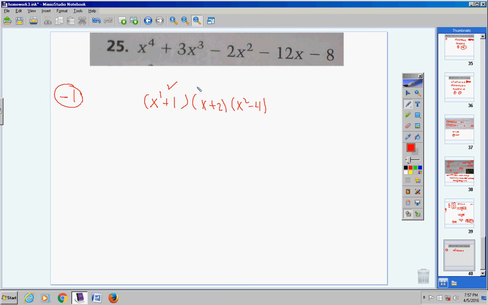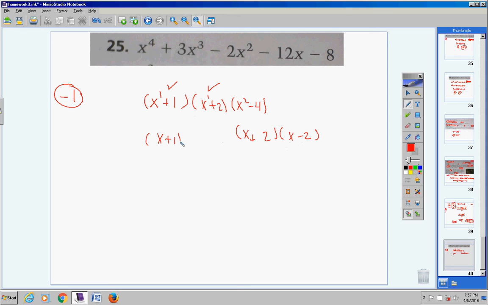Now, this x has a power of 1. That's good. Check. This parentheses has a power of 1. Check. But this one has a power of 2. So we've got to factor this further. Now, we have perfect squares here. The first term is positive. The second term is negative. So we could factor this. The square root of x squared is x. The square root of 4 is 2. Make one positive, make one negative. There we go. And then bring down your other two parentheses.